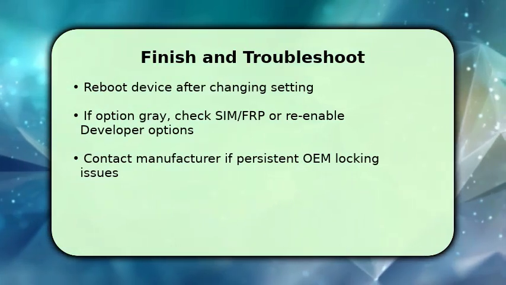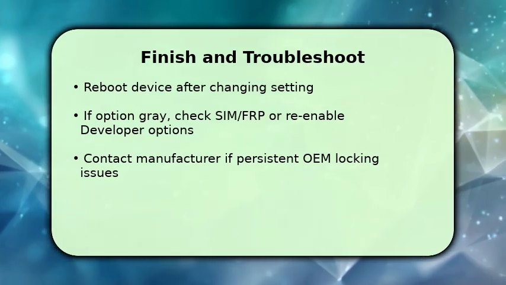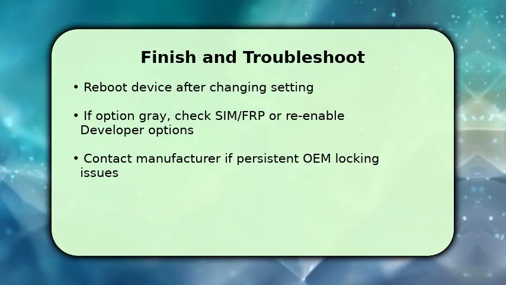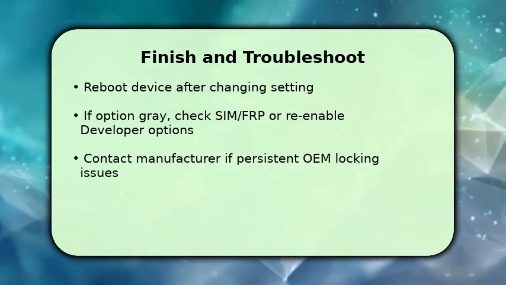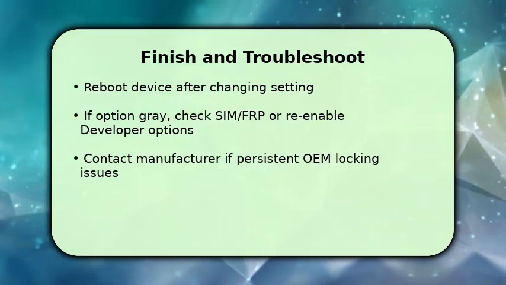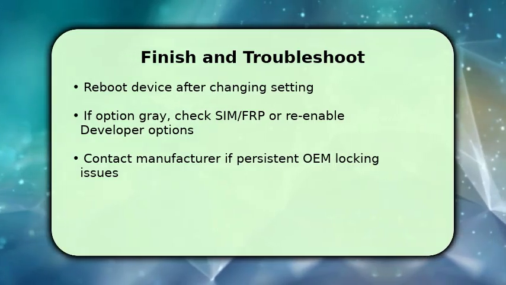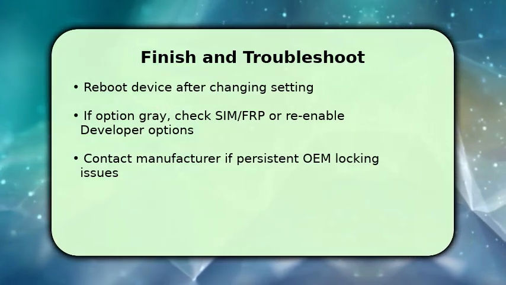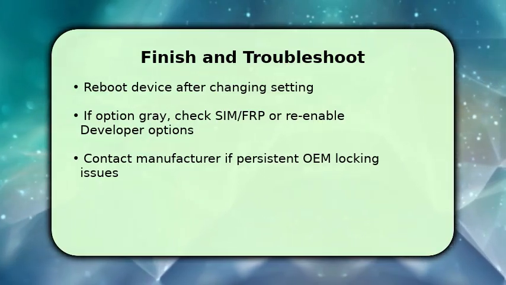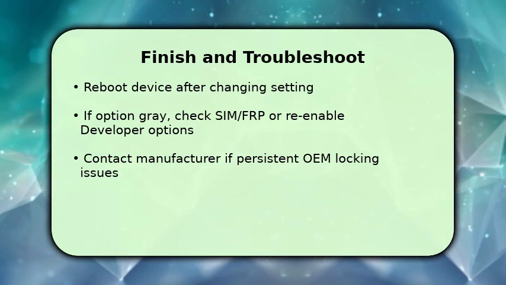If the OEM unlocking option is grayed out, make sure your SIM is active and factory reset protection isn't blocking changes. Sometimes signing into the original Google account is required. If the toggle won't change or the device behaves oddly, try toggling developer options off and on, then repeat the steps. If problems persist, contact the device manufacturer or carrier for verification assistance, because some models enforce OEM state at a hardware level.